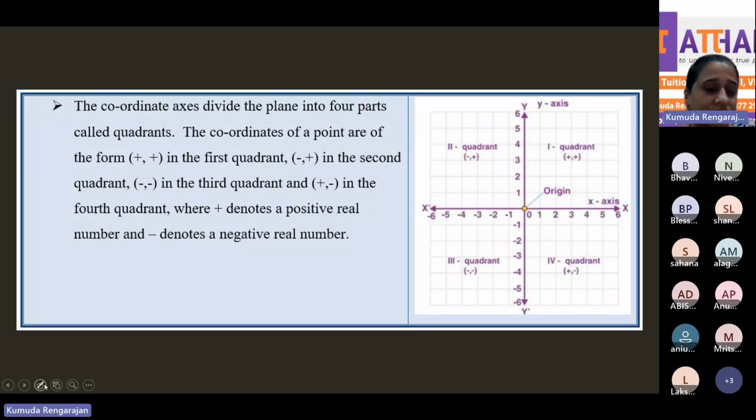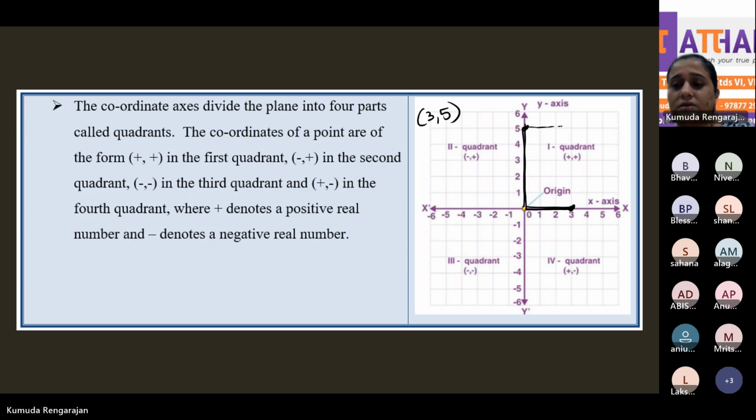Okay. Now let's mark a point in the Cartesian plane. Let's say we mark 3, 5. 3 is here on the x-axis and 5 is here on the y-axis. We are interested in marking the point 3, 5. So this is 3 on the x-axis and this is 5 on the y-axis. You want to locate a positive 3 and a positive 5.